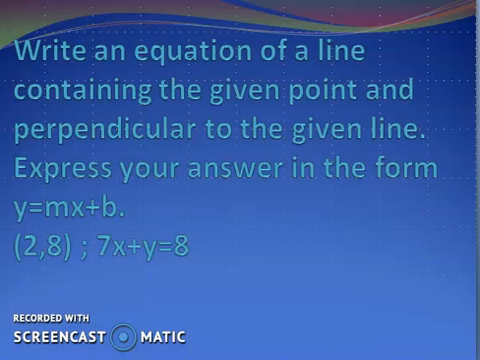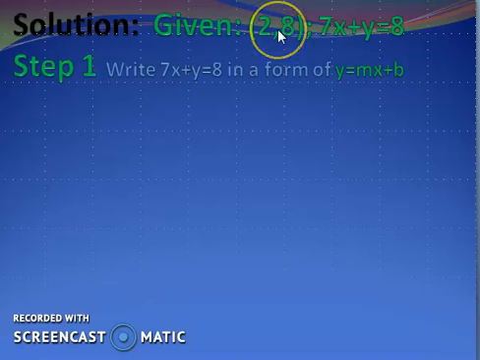Write an equation of a line containing the given point and perpendicular to the given line. Express your answer in the form of y equals mx plus b. Given are the point (2, 8) and the line 7x plus y equals 8.